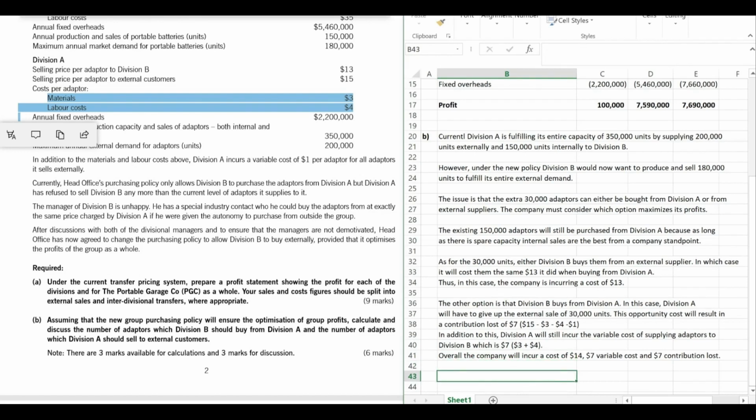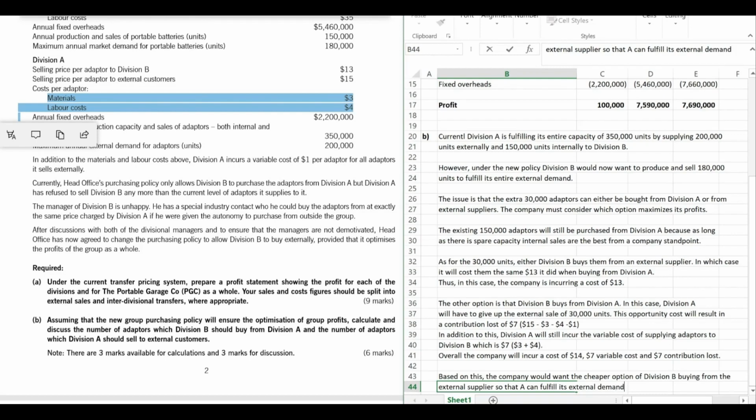Okay, so $14 versus $13, we always go for the better option. What's the better option? The company will say that the better option is B, to buy them from an external supplier, right? So they'll say, based on this, the company would want the cheaper option of division B buying from the external supplier so that A can fulfill its external demand entirely.